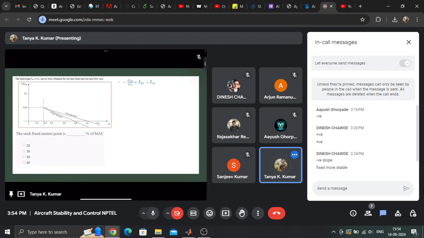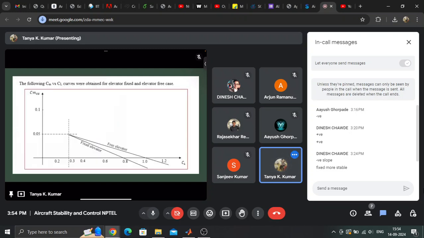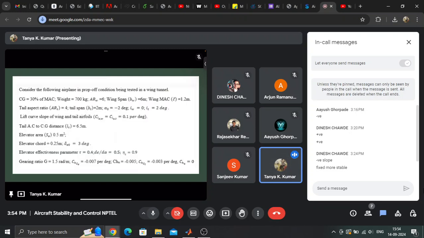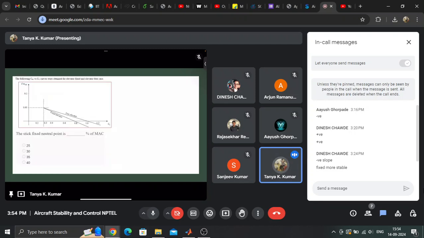So we just have to do this. We know the formula: minus dCm by dCl is x bar np minus x bar cg. So we have the graph, find out the slope, we have x bar cg, that's given to you in the question, right? Yeah, cg is 30% of mean aerodynamic chord. So we can just substitute the values in this formula and find out x bar np.